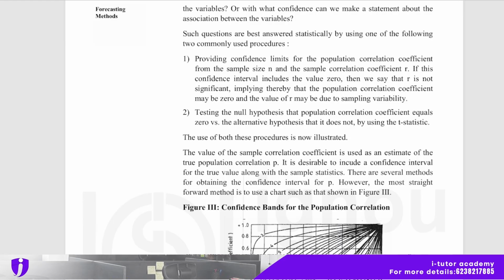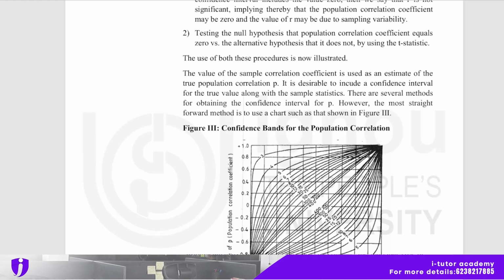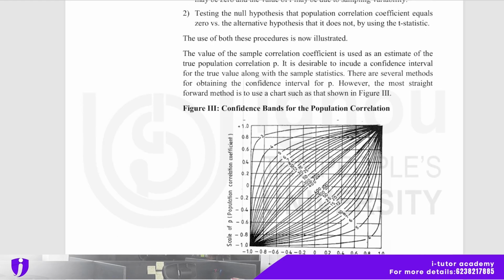If this confidence interval includes the value 0, then we say that r is not significant, implying thereby that the population correlation coefficient may be 0 and the value of r may be due to sampling variability. Testing the null hypothesis that population correlation coefficient equals 0 versus the alternative hypothesis that it does not by using the t statistic. The use of both these procedures is now illustrated.